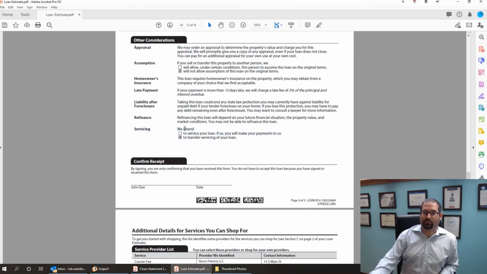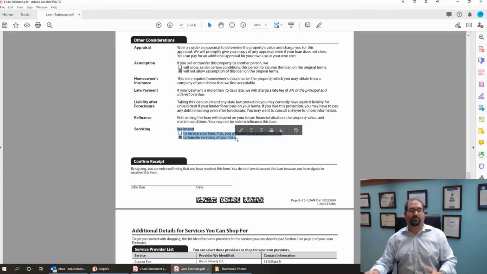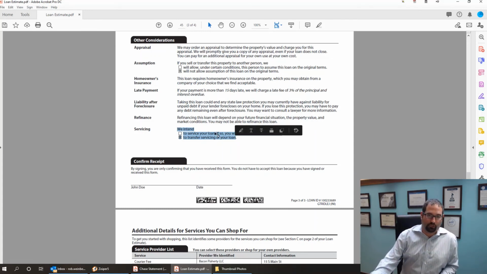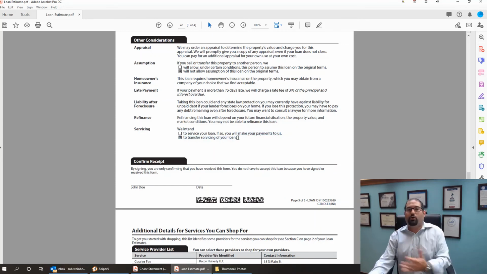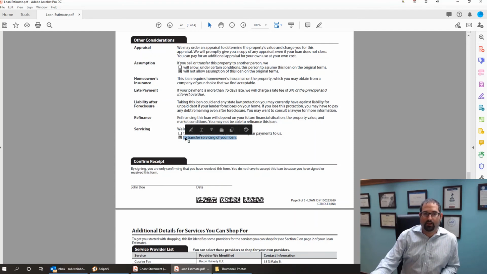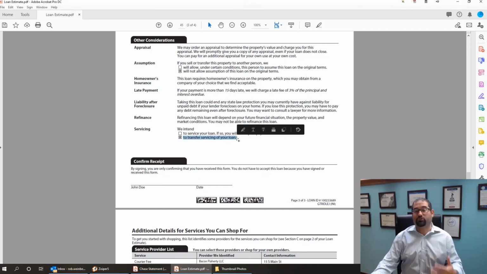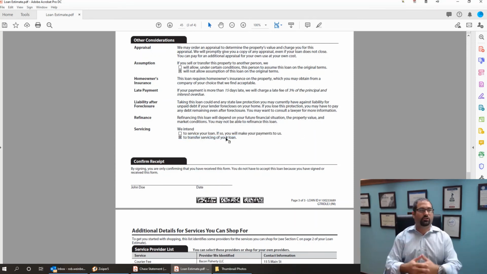And then last but not least is servicing. This will show whether your lender intends to actually service your loan on the books in-house or if they'll transfer the servicing. Most loans today, I will say, are transferred at some point, so you'll probably see this say that it will be transferred. Understand that if your loan is transferred, it's just the name that you're writing on the check or online bill pay. It will not change the actual terms of your loan, like the interest rate, the fees, or anything like that.